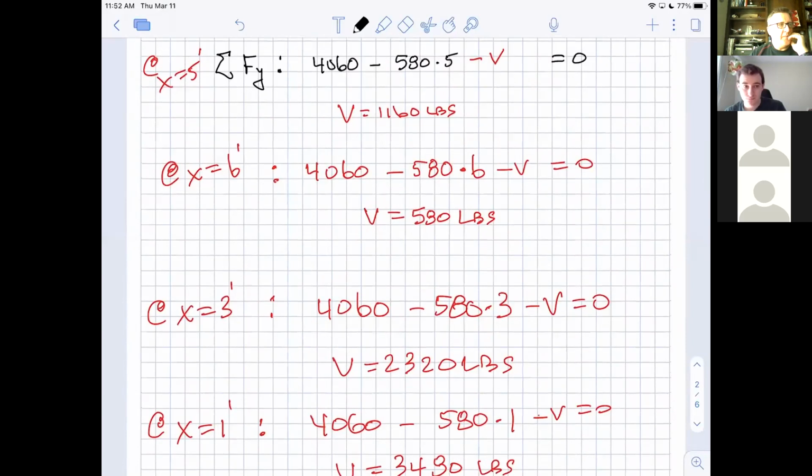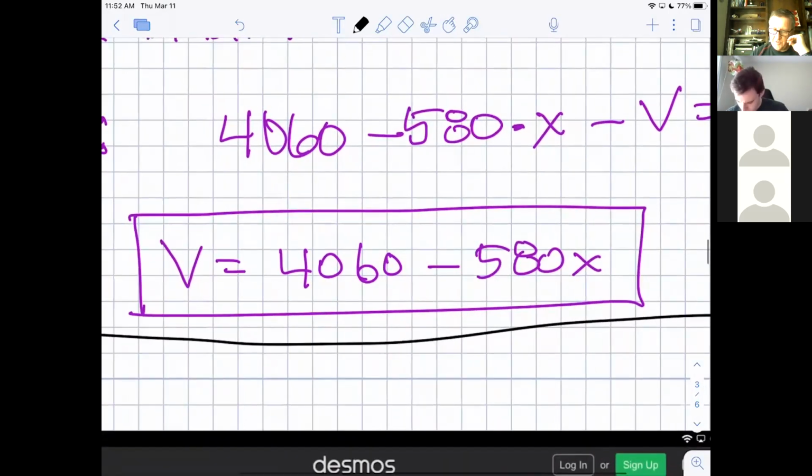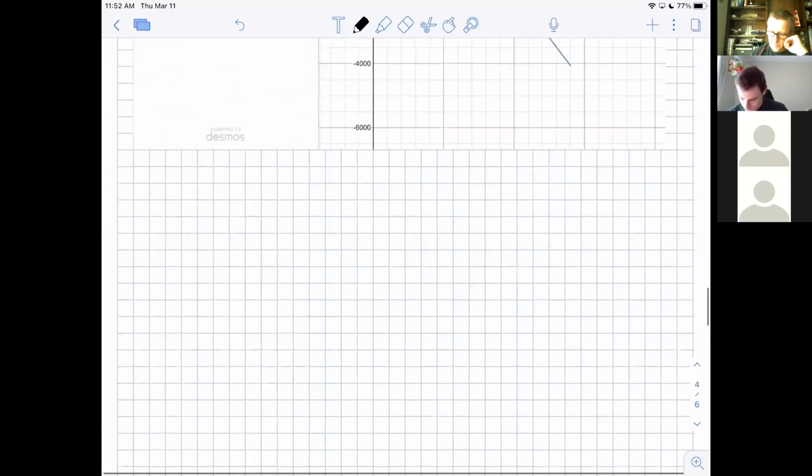But earlier, what did we learn? At 6, wasn't that 580 pounds that was V? So I know what V is at 6. As a matter of fact, I could just use that formula we just made a second ago. Couldn't I just plug 6 into that? 4060 minus 580 times 6, it's 580. So I actually know the answer to that.